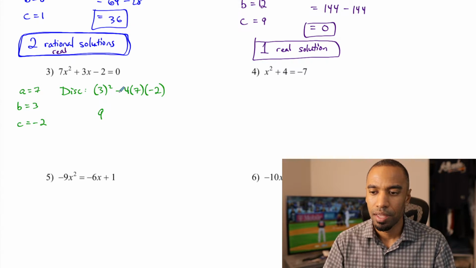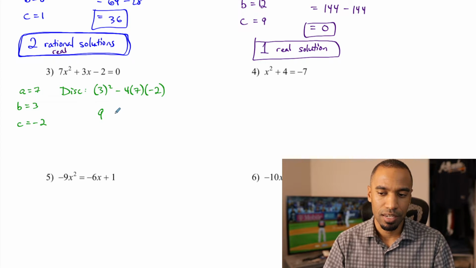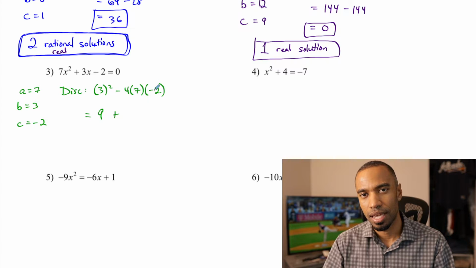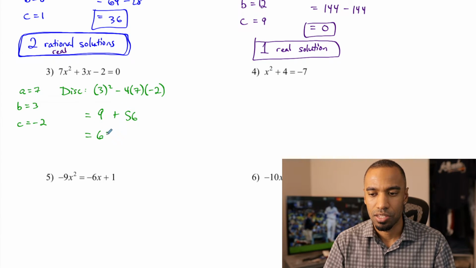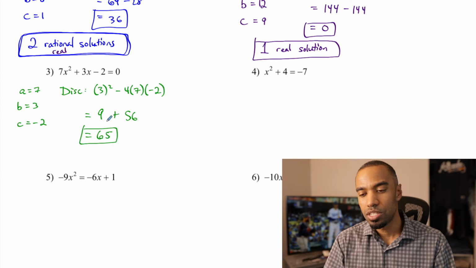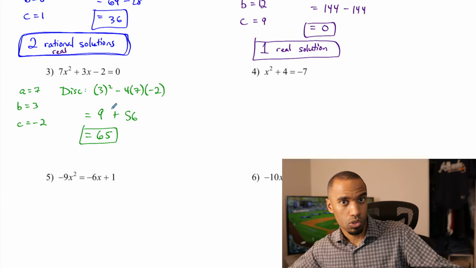3 squared is 9. Now we're going to be doing minus and negative here. That does turn into plus. Keep that in mind right there. 4 times 7 is 28. Doubled is 56. So we have 9 plus 56, and that is 65. Now 65 is a positive number, so it's a real solution.